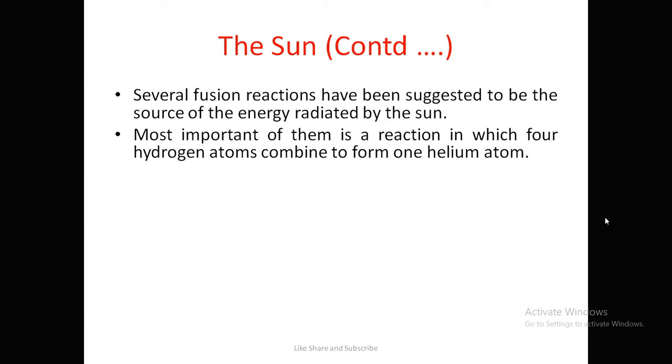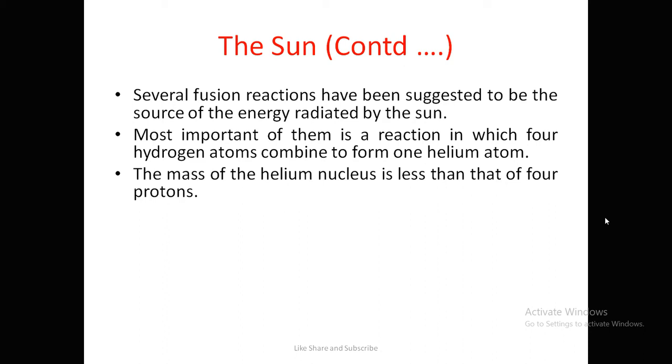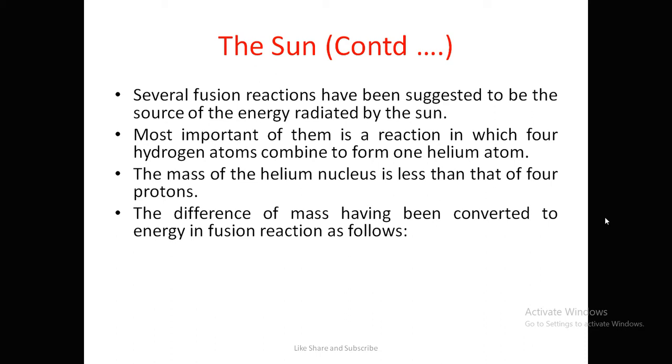The mass of the helium nucleus is less than that of the four protons. So obviously, the difference of mass is converted to energy in the fusion reaction as follows. This is the reaction: four hydrogen atoms combine to form only one helium atom, and finally there is some energy evolution, that is 26.7 MeV. That means mega electron volts of energy is released in this particular operation.